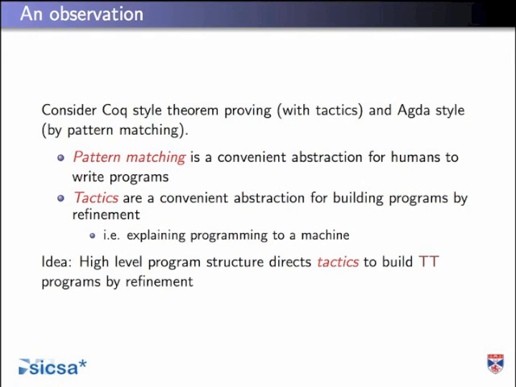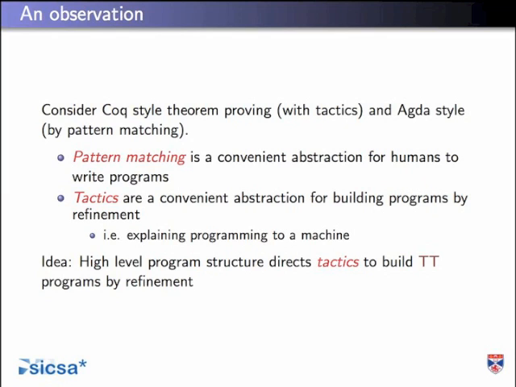So the idea, therefore, is that humans write high-level programs by pattern matching, and then the machine translates that into a TT program by using tactics to build those programs by refinement. So a high-level program is, in some sense, a very high-level tactic that explains how to construct a TT program.